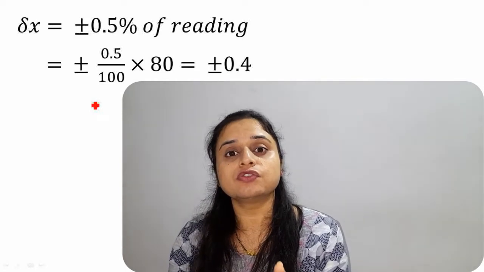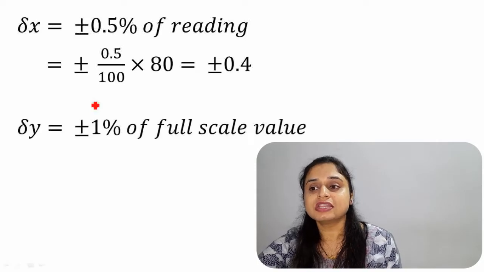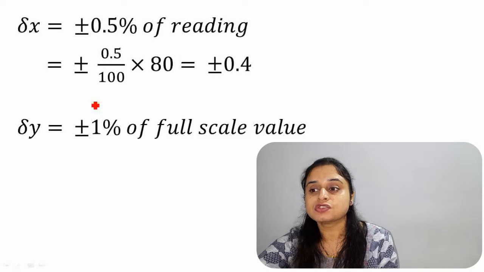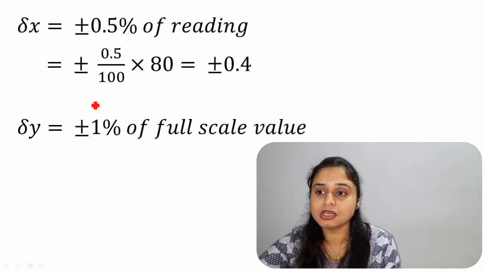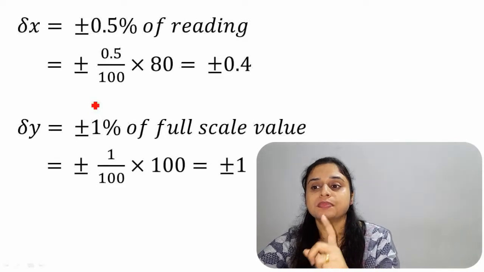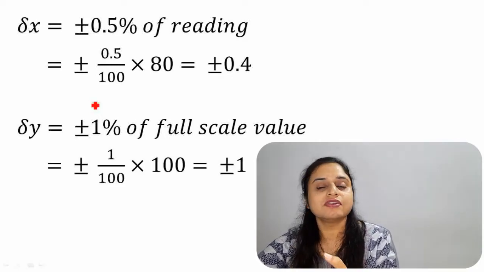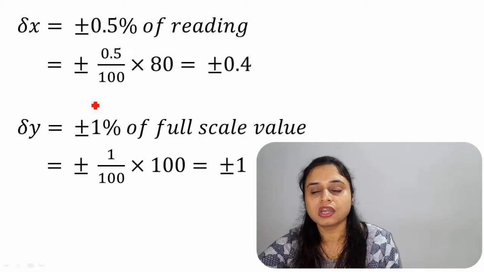Similarly, we can find out del y. For del y, what is the condition given? It is plus minus 1% of full scale value. Here the full scale value is 100, which is already given in the numerical. Now substitute the values. Plus minus 1% means 1 upon 100, times the full scale value, that is 100. Substituting the values, you will get plus minus 1.